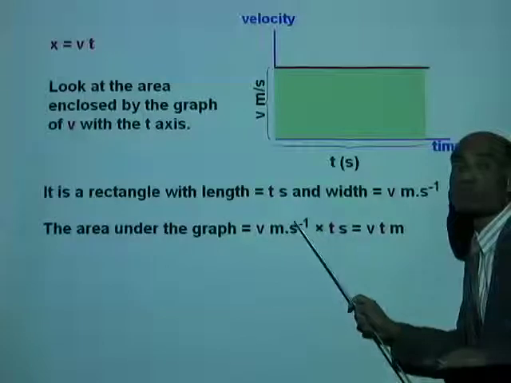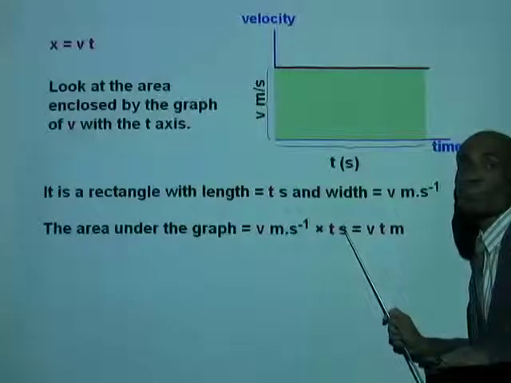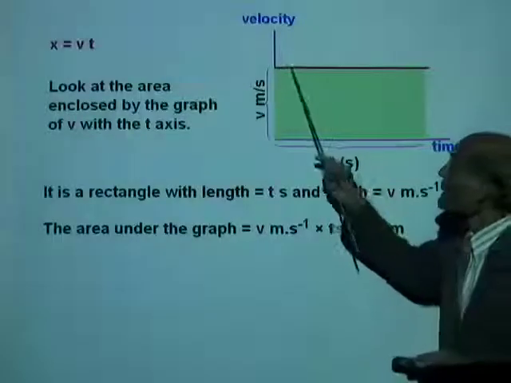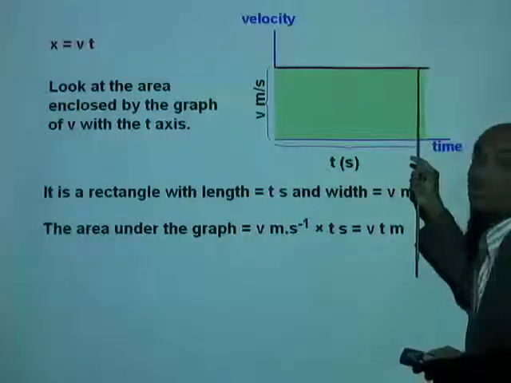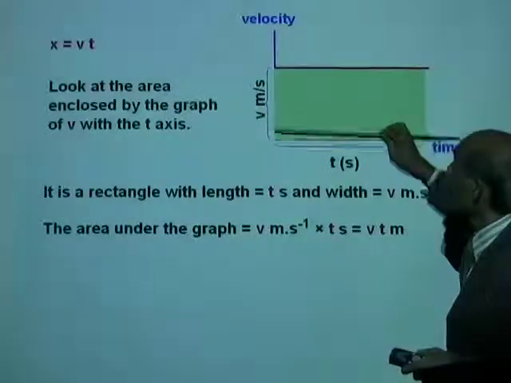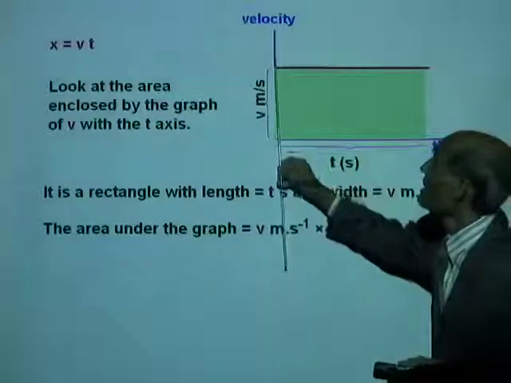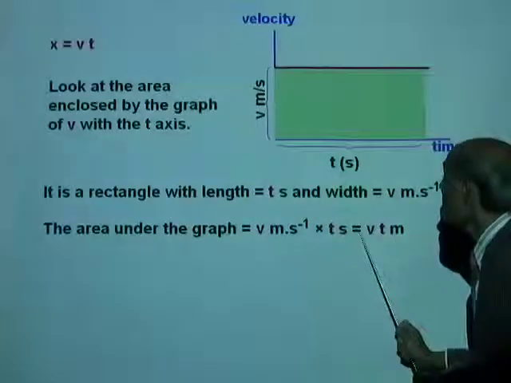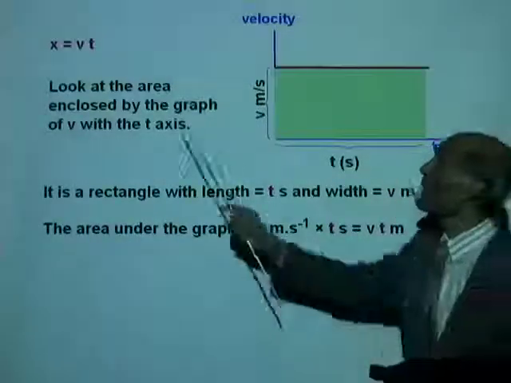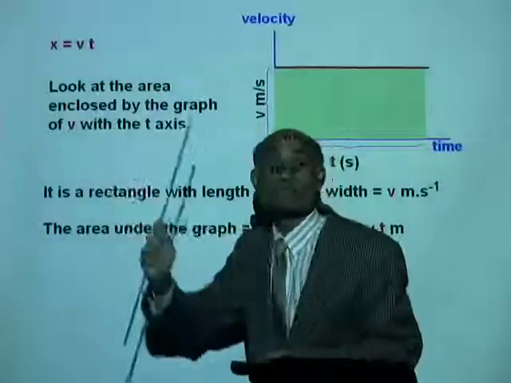What is meters per second multiplied by seconds? That would be meters. So the area under the velocity graph, in other words, the area enclosed by the velocity graph with the x-axis, is a measure of what? V multiplied by t is x, the displacement.